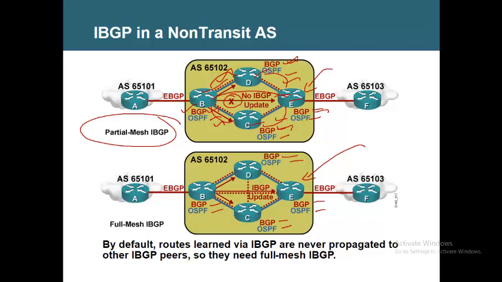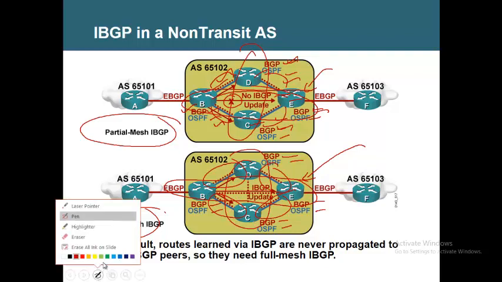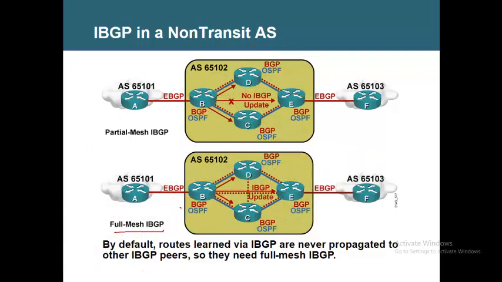Why is it partial mesh? Because not all routers are neighbors with everyone. If every single router forms peering with all other routers, then it is full mesh. You see, here there is no neighbor between D and C, B and E. Here you have neighbors D and C, B and E, as well as B and D, D and E, B and C. A lot of peering, you see. This is what we call full mesh, peering with everyone.